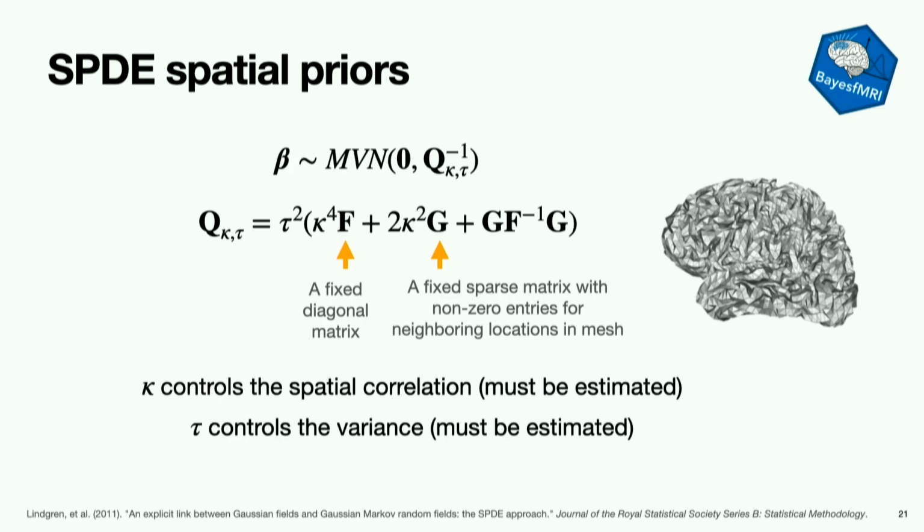Tau is a parameter that controls the variance, or the scale, of the latent field. So how large are the activations? Are we talking about percent signal change, or are we talking about some other scale? So we have a parameter that can determine the scale of the field. And then kappa determines the amount of spatial correlation. So how much of a smoothing effect will we get?